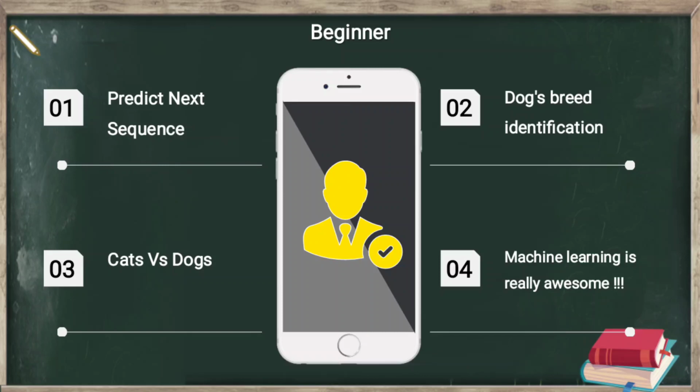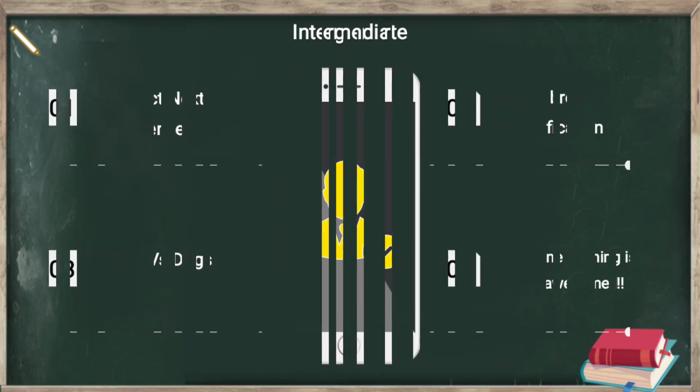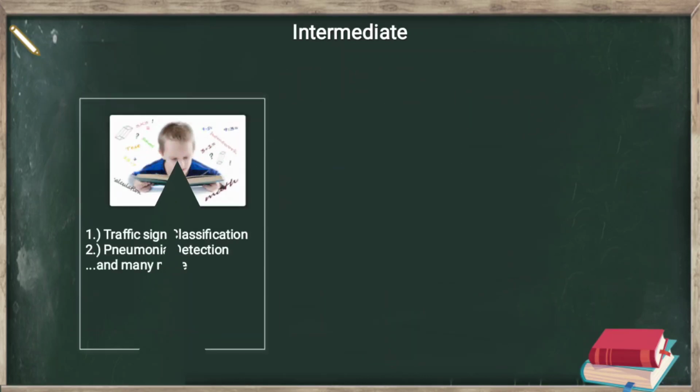You can try it. And the next one is dog breed identification. Sometimes you get stuck regarding the breed of a particular dog, so just take its image and upload it to your model. Your model can give you the output whether it is a Pomeranian, Labrador, anything. So for this, machine learning is really awesome. Yes, it is.